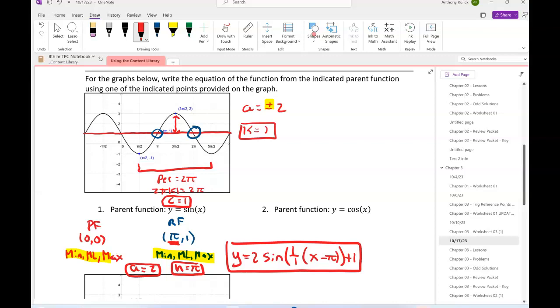Kate, when you're doing cosine, do you also pick a point from the middle? I would pick an extreme point, a min or a max. Yes. Good.